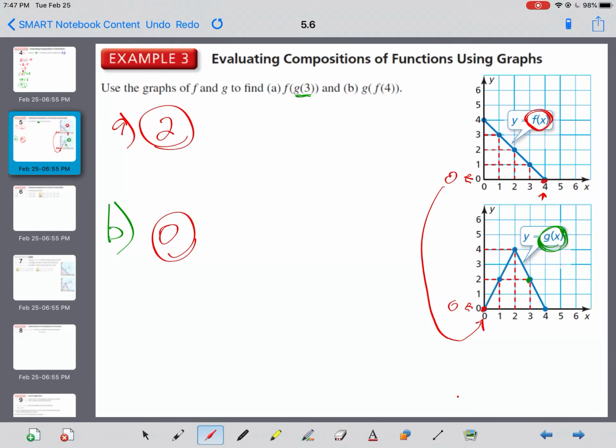Work the inside piece, plug that in for x first, get the y. That becomes your new x on the other graph. Plug that in and solve. Okay, that's how those work.